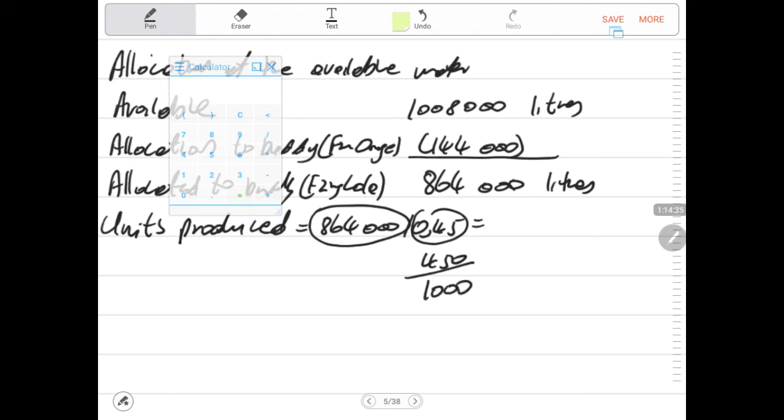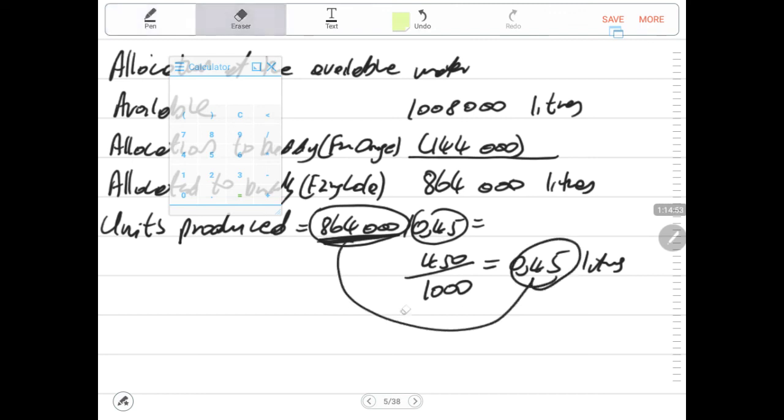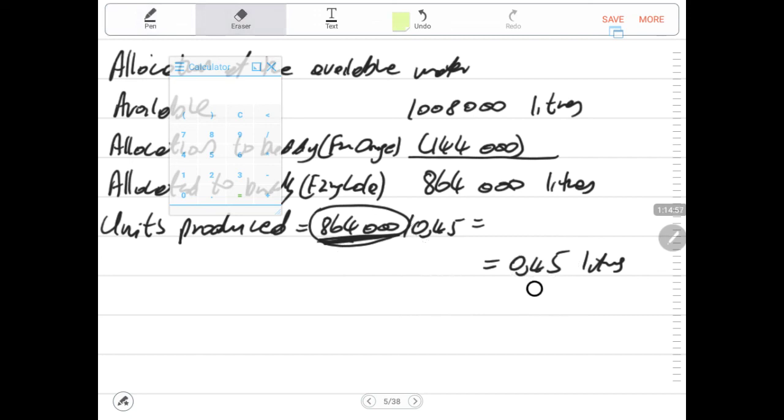450 milliliters, that is converted to liters will give us 0.45. Why is 0.45 liters? 450 is milliliters. So because 864 is in liters, it must be divided by what is equivalent to liters, not by 450, because 450 is milliliters. So now we do that.